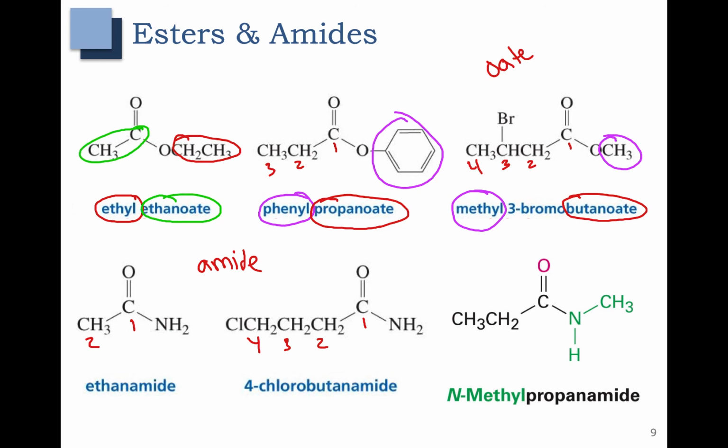If we have any groups attached to the nitrogen, we start naming them as we do for amines. So in this case, we have a 3-carbon chain, 1, 2, 3. That's where the propanamide part comes from. And then we have a methyl group attached to the nitrogen. That's where we get the N-methyl part from.